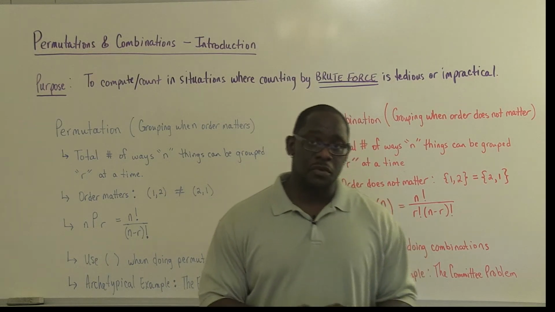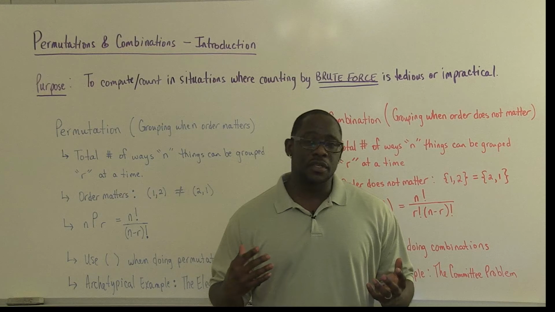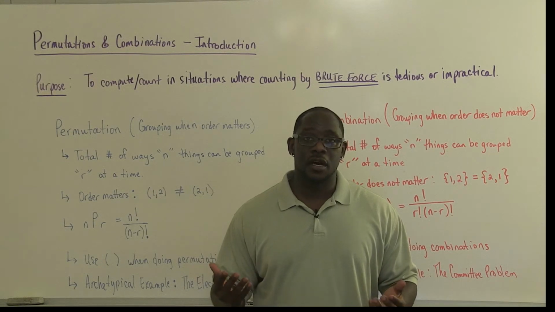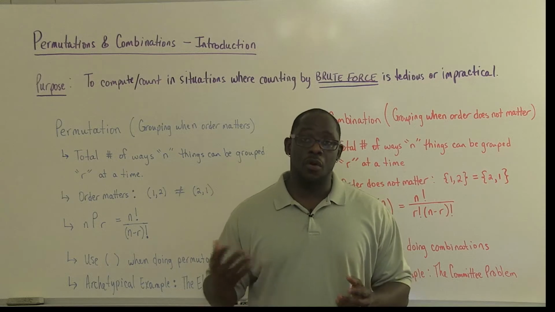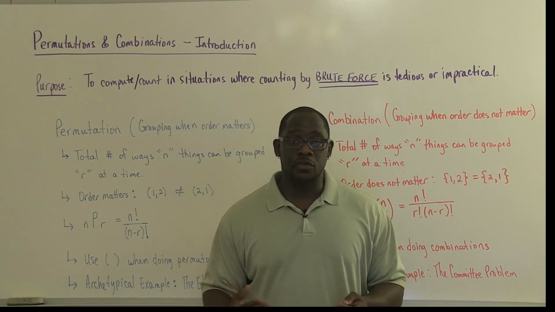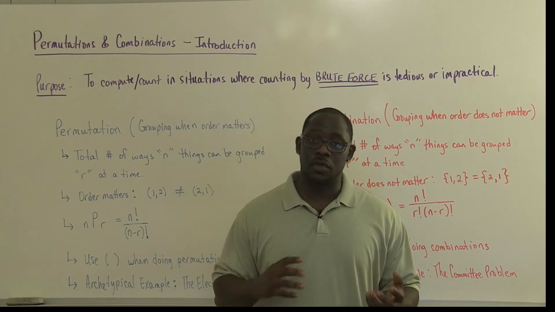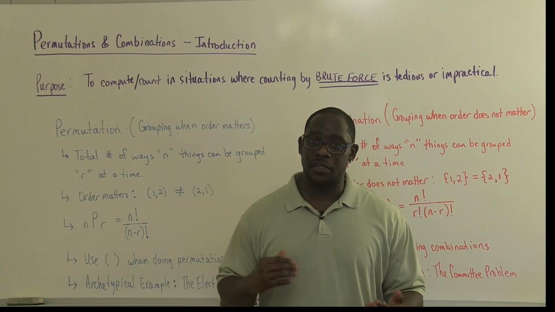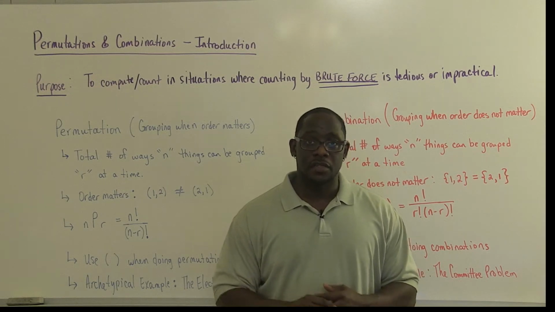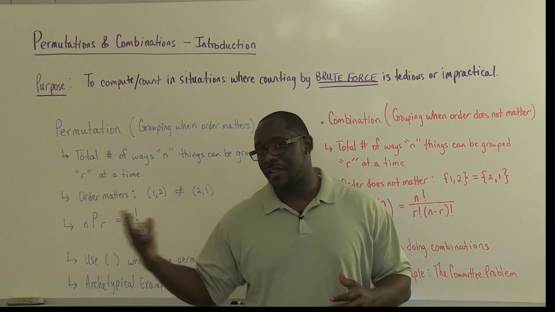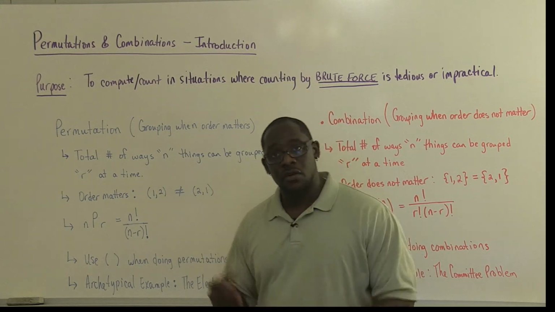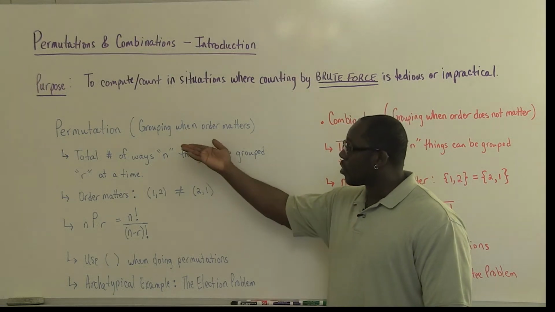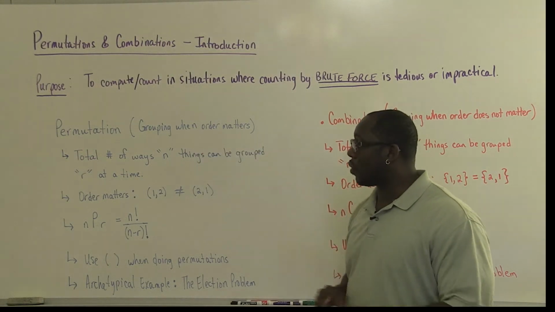Now, in general, whenever we deal with a permutation, we're trying to do grouping of things where order actually matters. Whereas with combinations, we're trying to do grouping of things where order does not necessarily matter. So we'll dig into each of them to see how they're alike and how they're different. Let's start off with the permutation. A permutation is grouping when order matters.